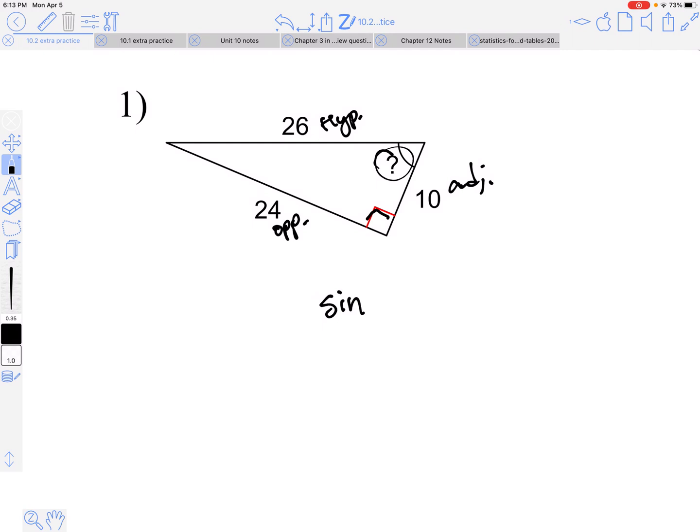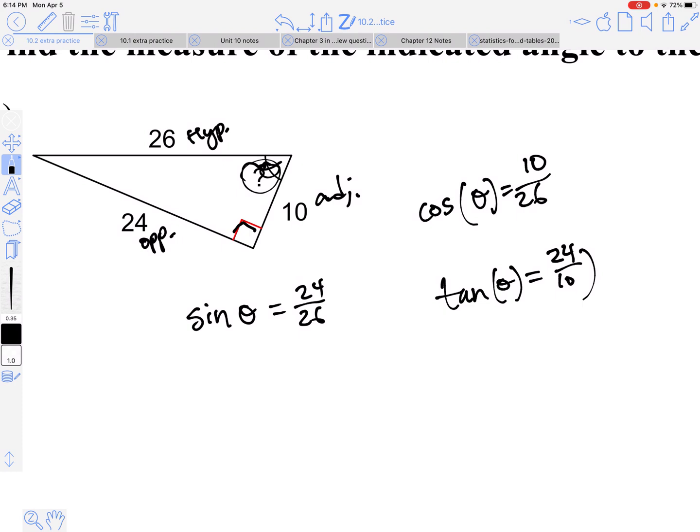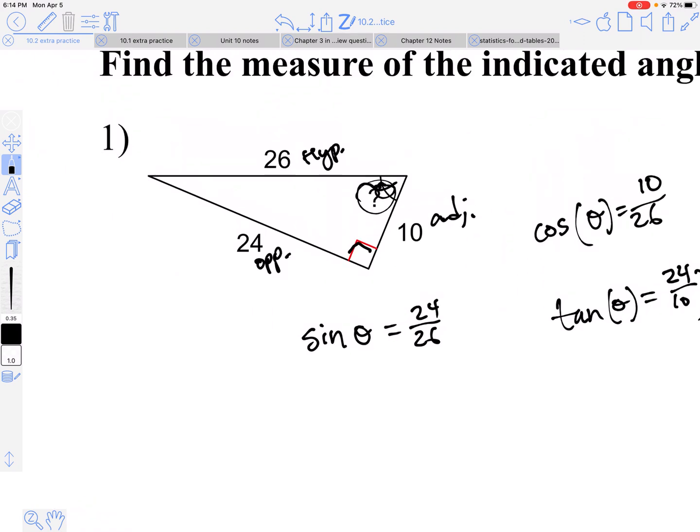So sine of theta, that question mark, I'm going to call it theta, will be opposite over hypotenuse. I could have used cosine if I wanted to. Cosine of theta will be adjacent over hypotenuse. Or I could have used tangent. Tangent of theta will be opposite over adjacent. Now, it doesn't matter which one you choose at this point because you had all of the leg lengths. Now, that's still not our goal, though.